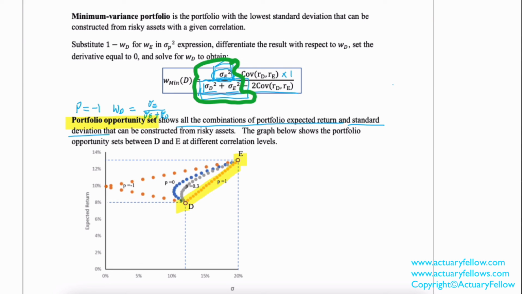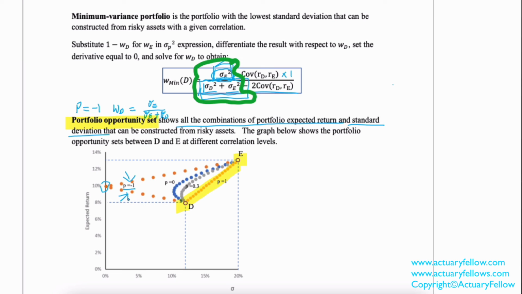Third, graph the line for perfectly negative correlation with correlation equal to -1. It also has a linear relationship, and the portfolio variance can be 0. That's the y-intercept. Draw a line from the y-intercept to E and another line to D. That's the orange line. For correlation closer to -1, the shape of the curve looks more like the orange line.